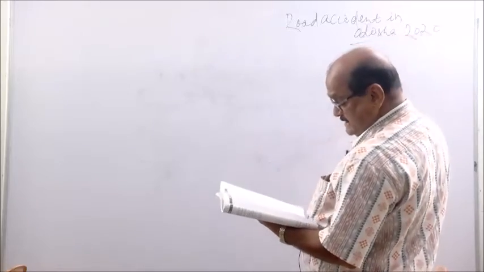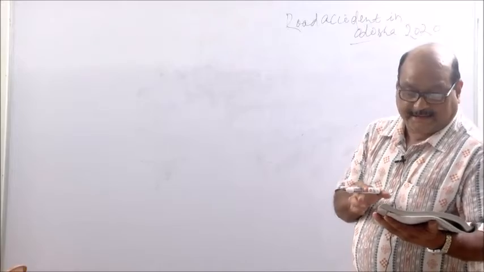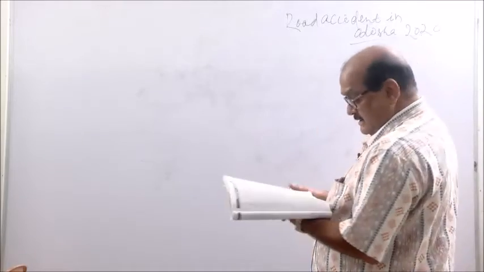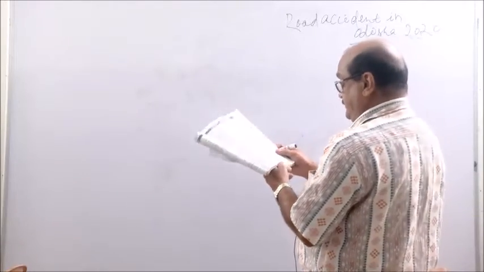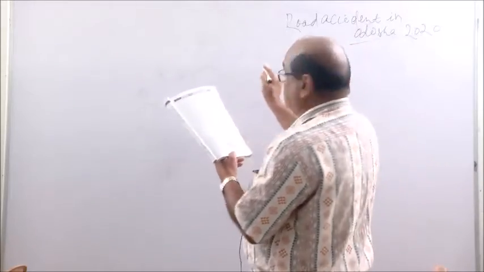The road accident in Odisha in 2020. Write a paragraph in about 70 words on the information given below.